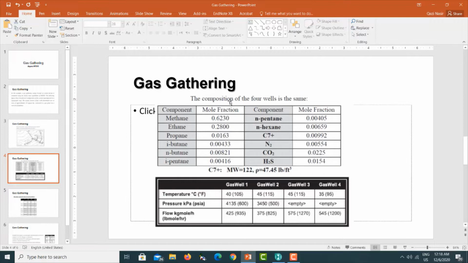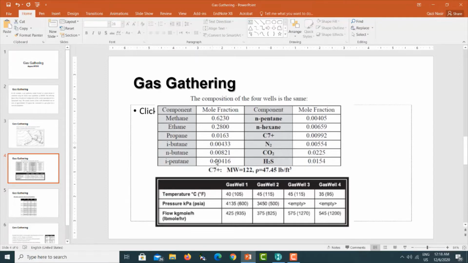First is that the composition of the gases present in all these 4 wells is the same. Okay, this is something we are assuming. Obviously, it is not true practically, because if you are taking gases from different gas wells, you might have some difference. But in this particular case, for the sake of simulation, to make things easy, we are assuming that the composition of the 4 wells is the same, which is mentioned here.